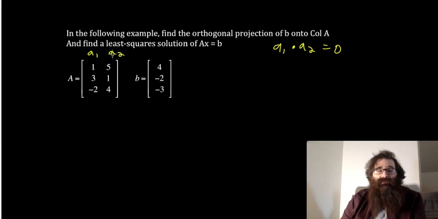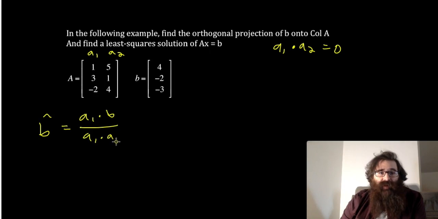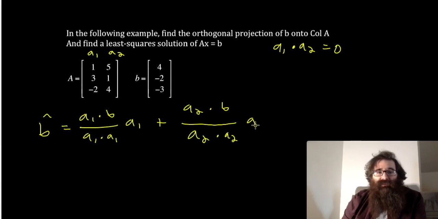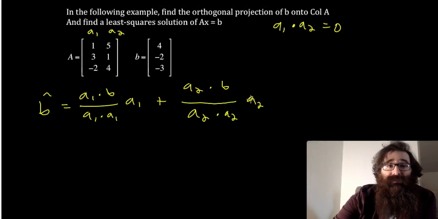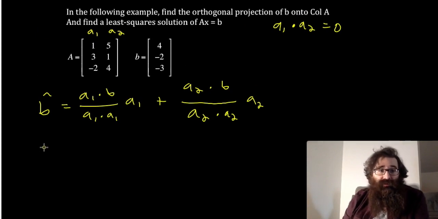So this is a matrix with orthogonal columns, which means that if I want to build my projection B hat, I can do that. I can definitely do that. And how is that going to look? Well, it's going to be a sub 1 dotted with B over a sub 1 dotted with itself times vector a sub 1, plus a sub 2 dotted with B over a sub 2 dotted with itself times vector a sub 2. So here we can go ahead and build this as an orthogonal projection. So let's go ahead and see what that looks like.